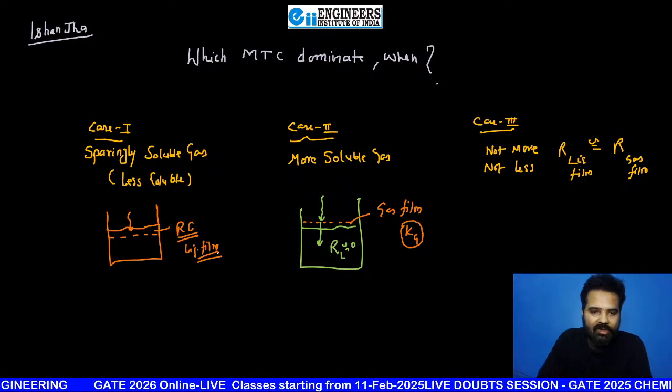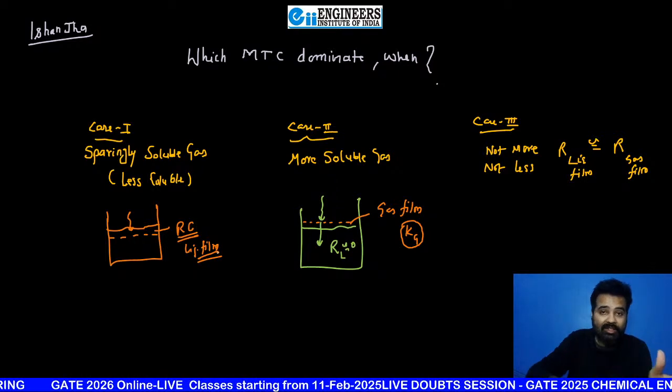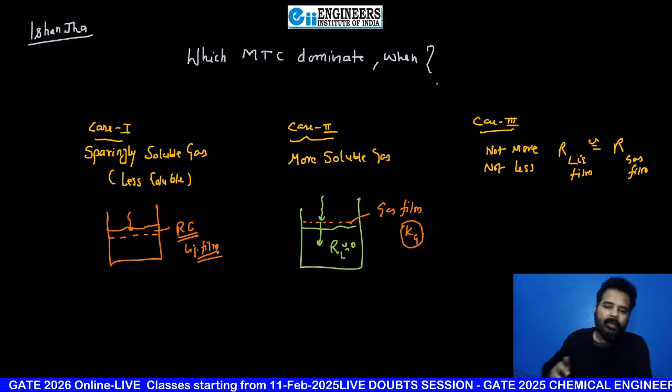If sparingly soluble, then it will be: आसानी से घुस नहीं पा रहा, कम है सॉल्युबल ना, आसानी से घुस नहीं पा रहा, तो अंदर दिक्कत है ना लिक्विड की, मतलब रेजिस्टेंस इज मोस्टली रेजिस्टेंस प्रेजेंट इन लिक्विड साइड.